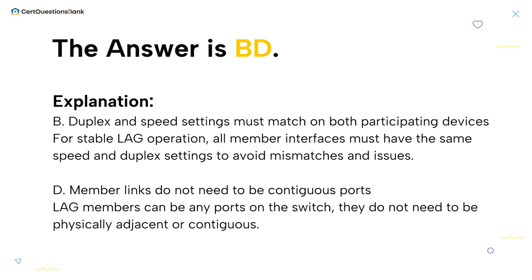B. Duplex and speed settings must match on both participating devices. For stable LAG operation, all member interfaces must have the same speed and duplex settings to avoid mismatches and issues. D. Member links do not need to be contiguous ports. LAG members can be any ports on the switch. They do not need to be physically adjacent or contiguous.